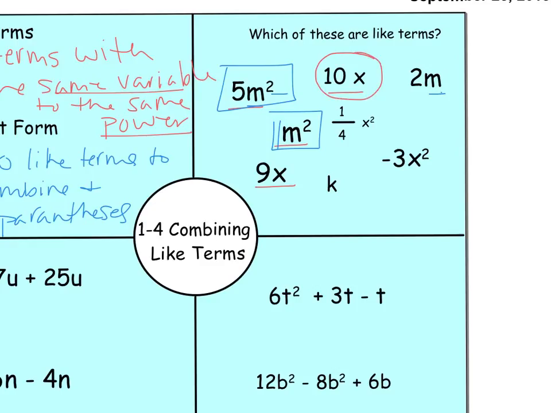10x is not like terms with 1/4 x squared because it's the same variable, but it's a different power. It is not like terms with -3x squared because, again, it's to a different power. It is like terms with 9x because they are both x to the first power. Then we have 1/4 x squared and negative 3x squared. Same variable, same power. Then these other ones aren't like terms with any of them, so we're not going to combine those.